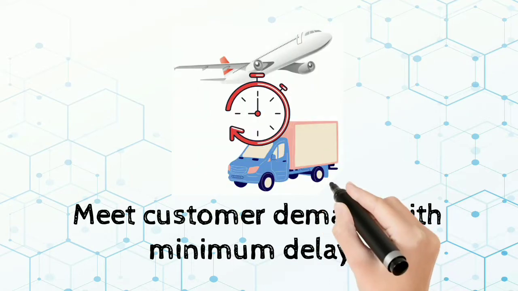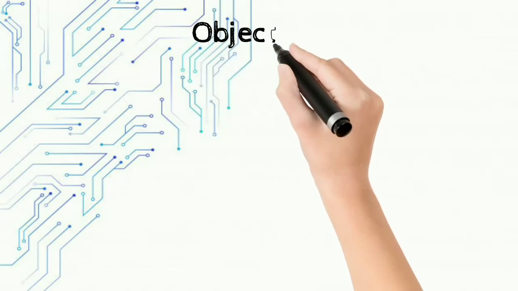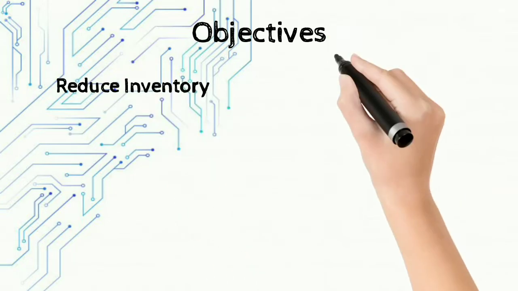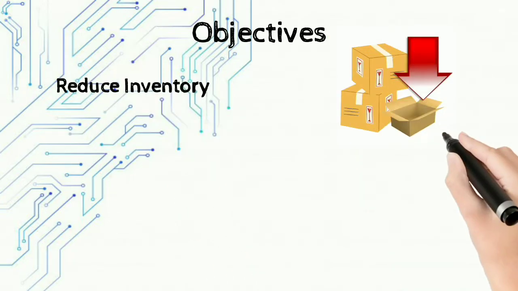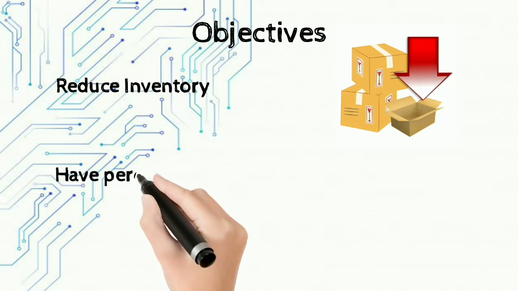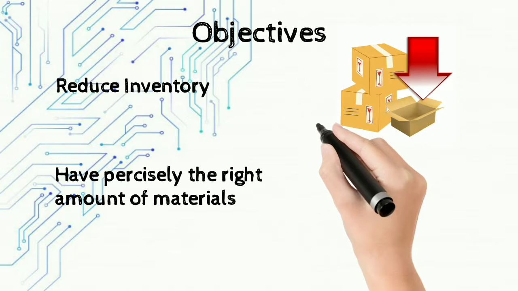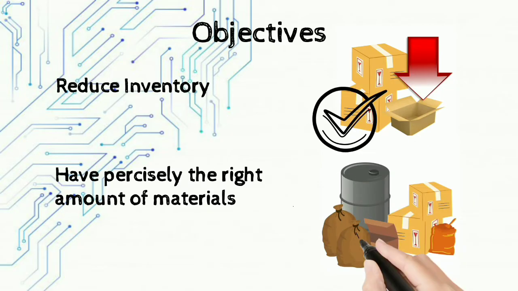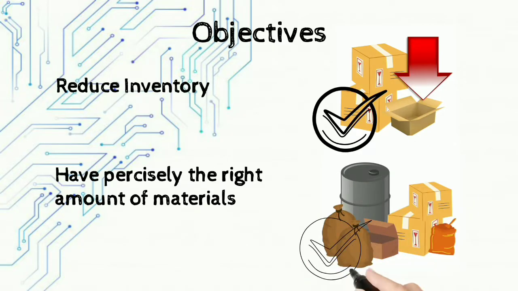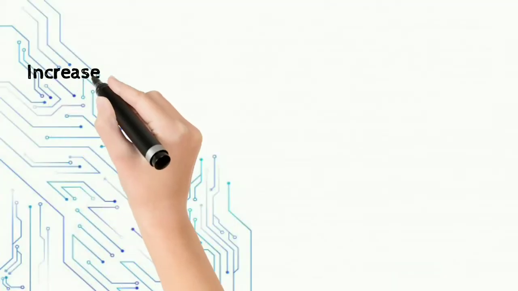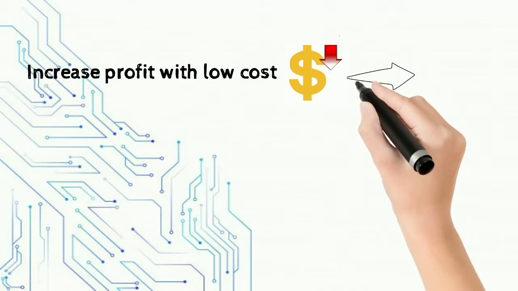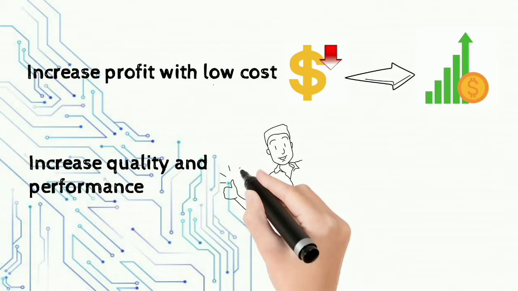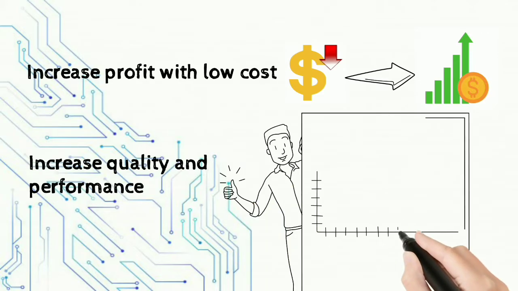So, here are the objectives of this inventory management method. First is to reduce waste, which in this case refers to a large amount of inventory. And the second is to have precisely the right amount of components or materials on hand at any given moment, with as little idle inventory as possible. And the third is to increase profit by maintaining low costs. And the last is to increase the quality and the performance of the company in delivering the product.